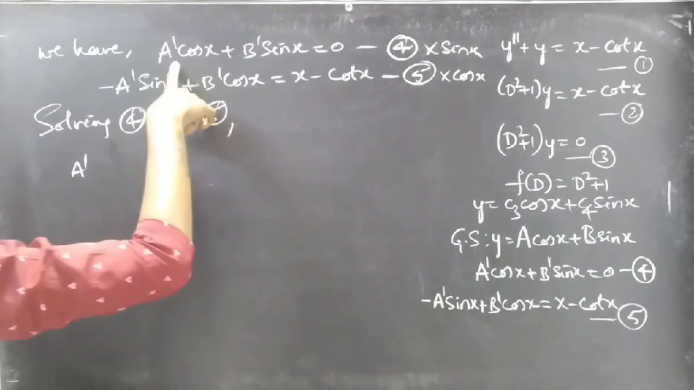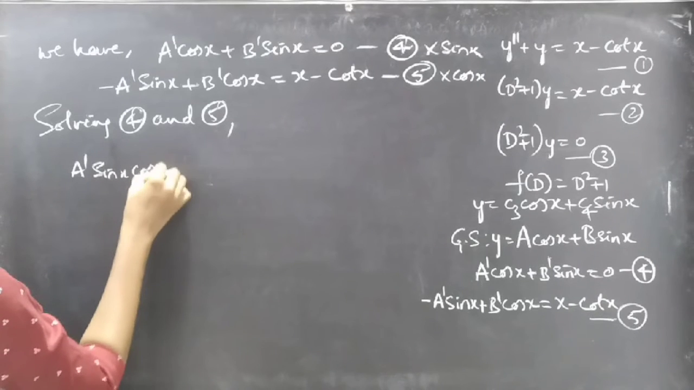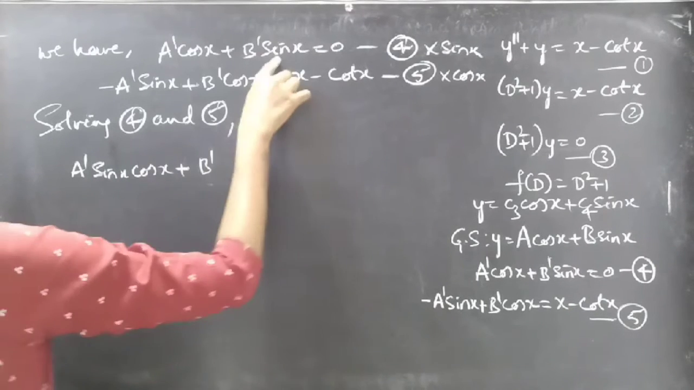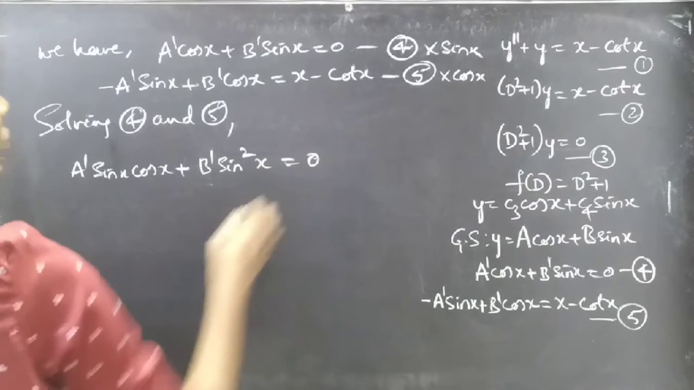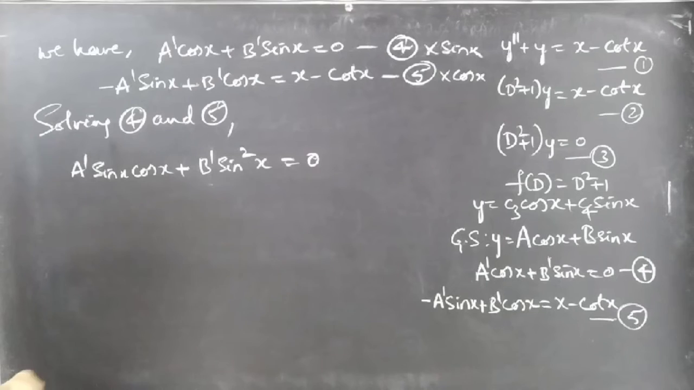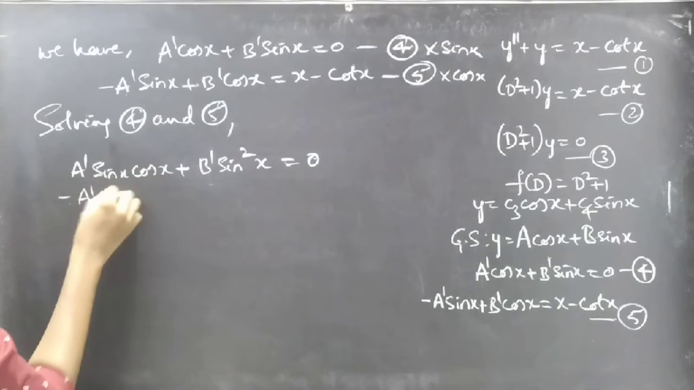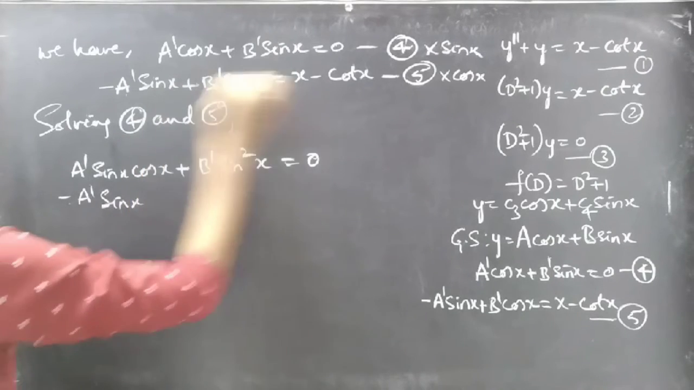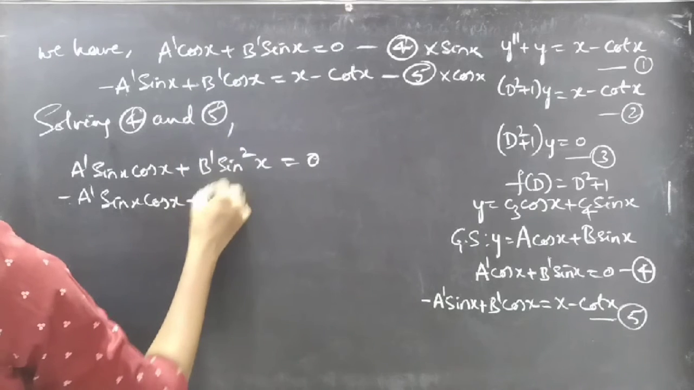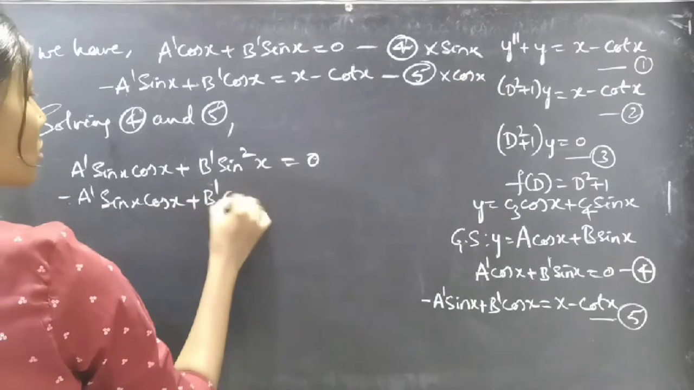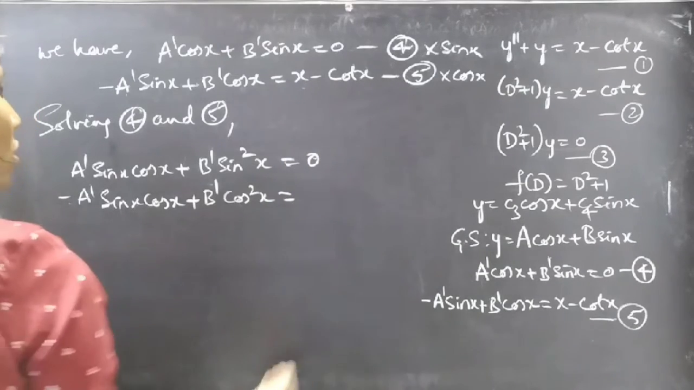Solving 4 and 5. A dash cos x into sin x, a dash sin x cos x plus b dash sin x into sin x is sin square x, equal to 0. Now multiply equation 5 with cos x, we will get minus a dash sin x cos x plus b dash cos x into cos x is cos square x, equal to x minus cot x into cos x.